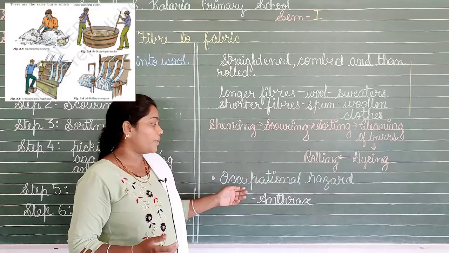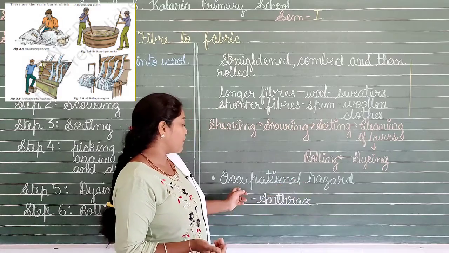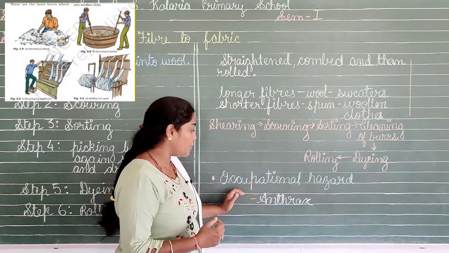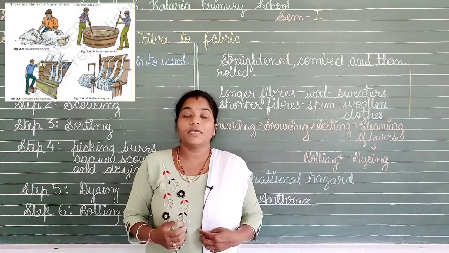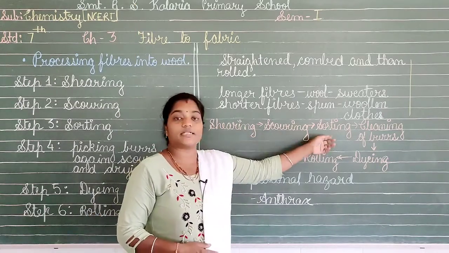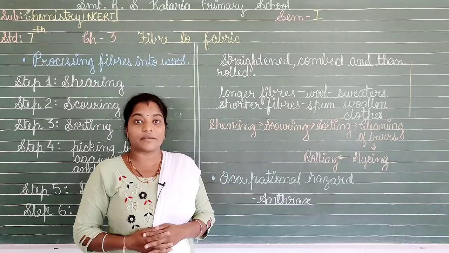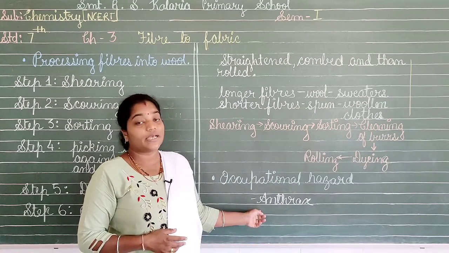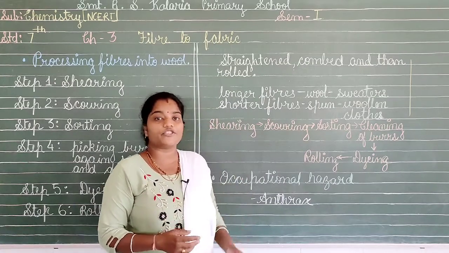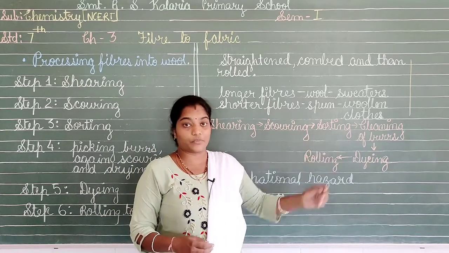Now here we have the occupational hazard. Hazards are there in all fields, but here we are saying occupational hazard. What does this mean? In this occupation, whenever people are working, they may get some disease or infection. The sorters who are sorting the wool may get a disease named anthrax, because the bacteria is present in the wool, and it is a fatal blood disease. This is called an occupational hazard, and it occurs to the people doing the sorting work.